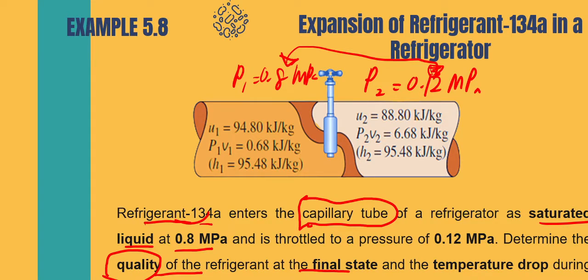The quality. So it enters as saturated liquid. So leaving with what? Is it superheated or mixture? So you need to find. And then the temperature drop: you need to determine one X and then you need to determine the temperature drop, which is T1 minus T2. Right. During this process.